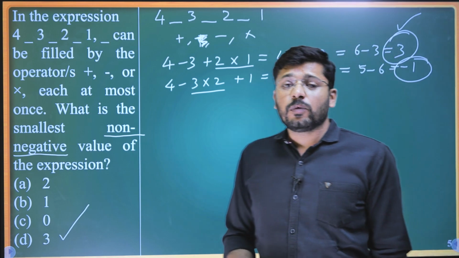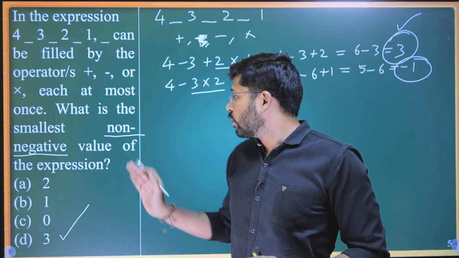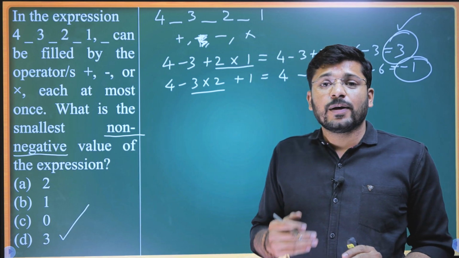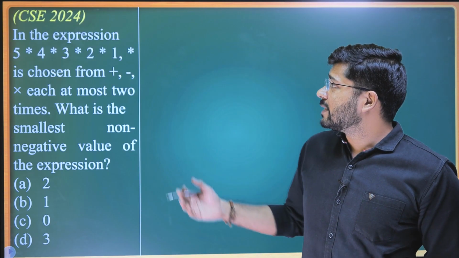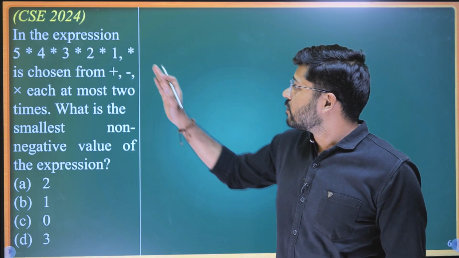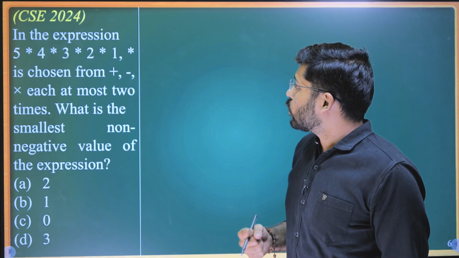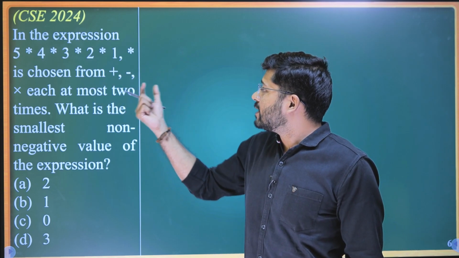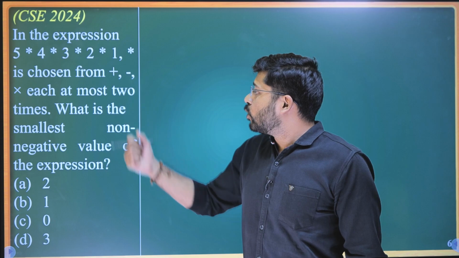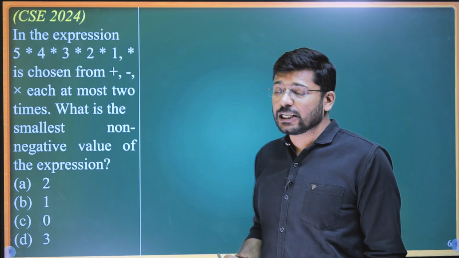Now, in this problem, what did we learn? We learned how to approach to get the smallest non-negative value. Okay. Based on this, a question was asked in the 2024 paper. We shall solve that one also. In the expression 5 star 4 star 3 star 2 star 1, each star is chosen from plus, minus, into, each at most two times. What is the smallest non-negative value of the expression?